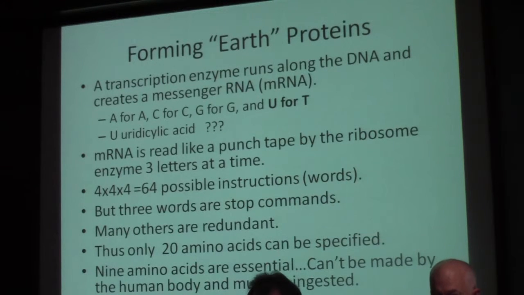This messenger RNA floats around until it finds another molecular machine that then reads it like a punch tape and assembles a protein, one amino acid at a time. It reads this punch tape three letters at a time, so that gives you 64 possible words. This machine can take 64 possible instructions about what to do. But it turns out that three of those are stop commands and many others are redundant, a few aren't used. Thus we only use 20 amino acids to make all the proteins that we're made out of.